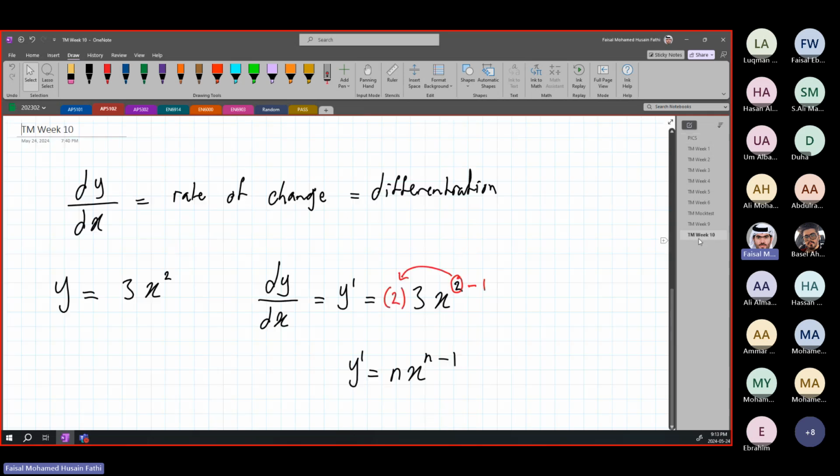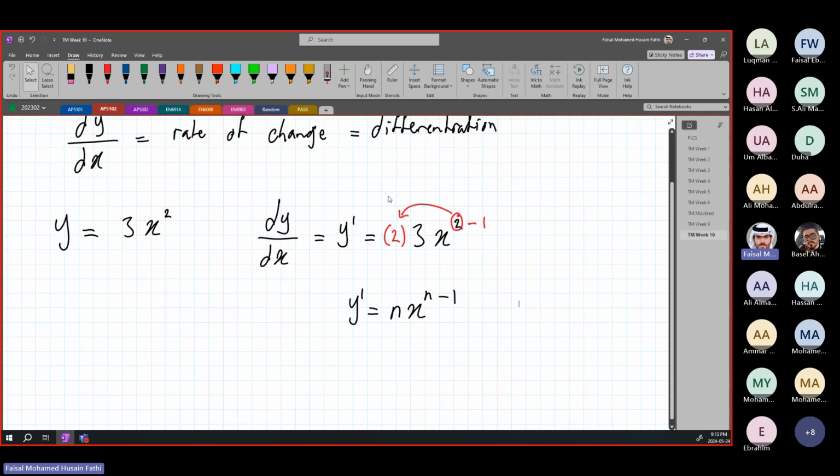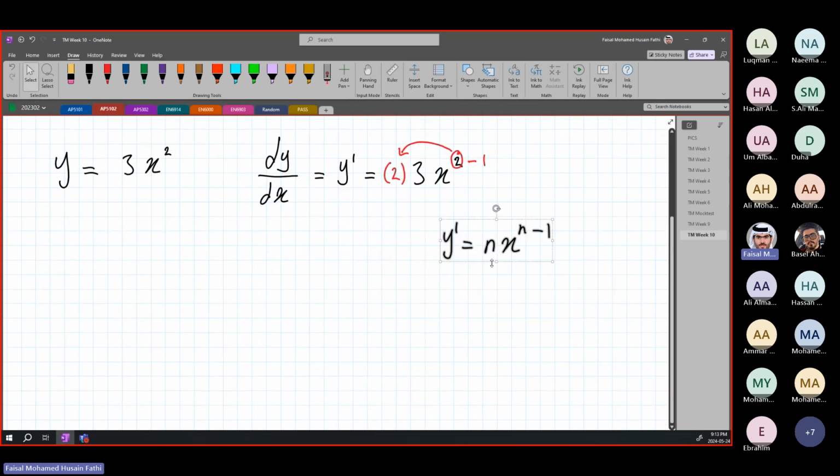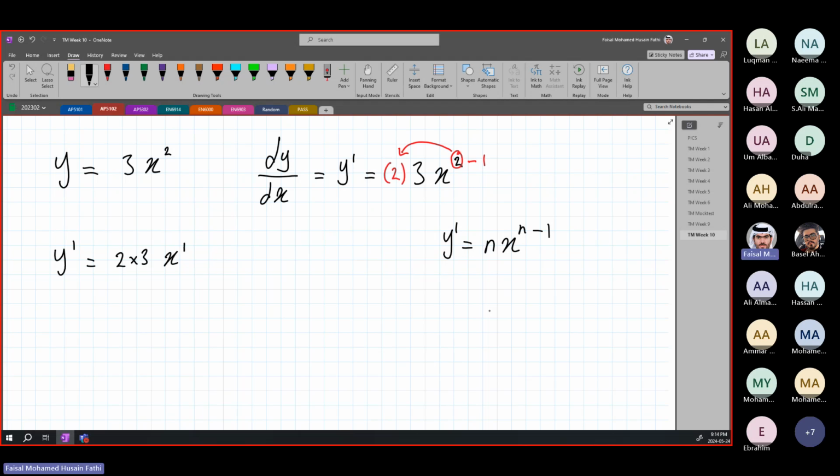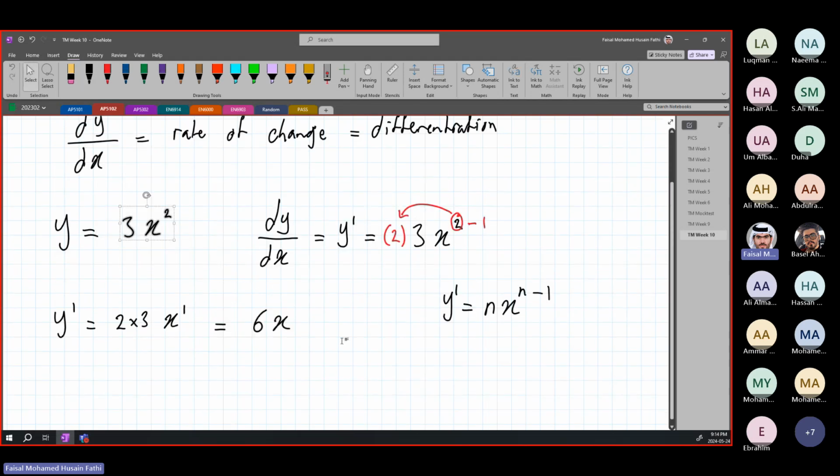All right, so coming back to here, this is what you are going to do. You're going to multiply by the exponent, the original power, the 2 outside, and then you're going to subtract 1 from the power for your general form. So y prime is going to be equal to 2 times 3 x to the power of 1, or simply 6x. So this is the differentiation of 3x squared.